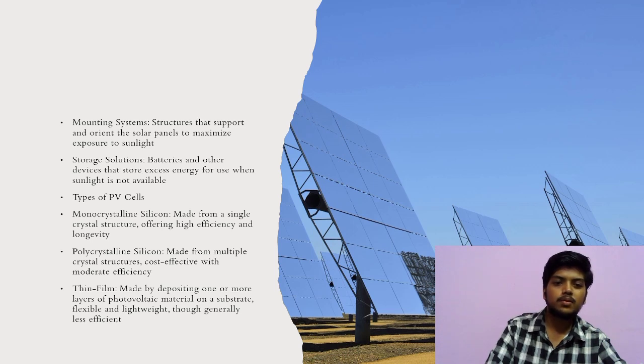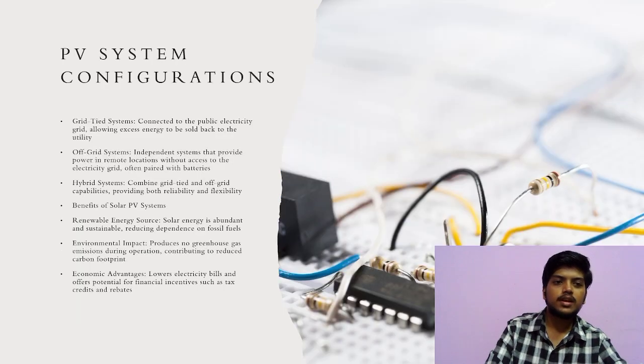Monocrystalline silicon is made from a single crystalline structure, offering high efficiency and longevity. Polycrystalline silicon is made from multiple crystal structures, cost effective with moderate efficiency. Thin film is made by depositing one or more layers of photovoltaic materials on a substrate; it is flexible and lightweight, though generally less efficient. Next topic is PV system configurations.